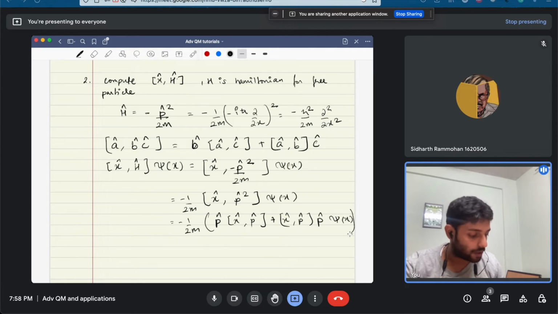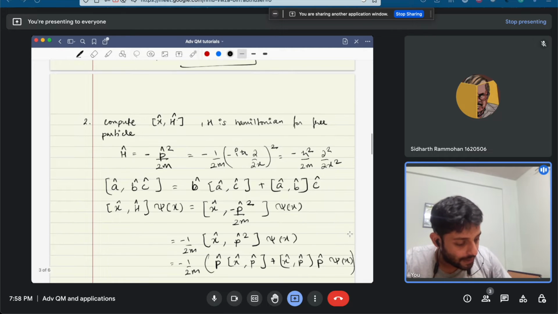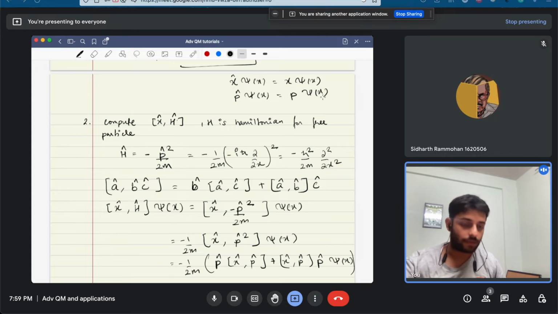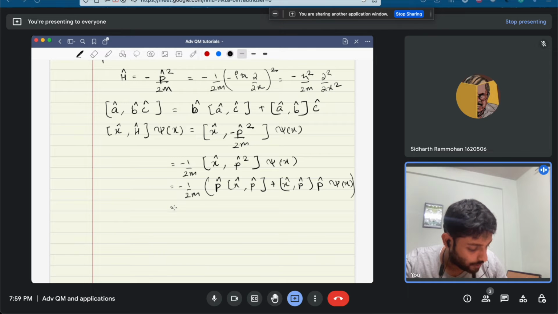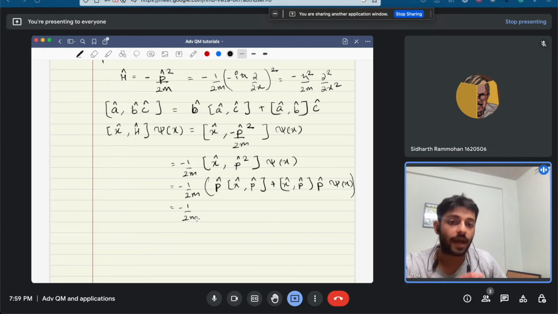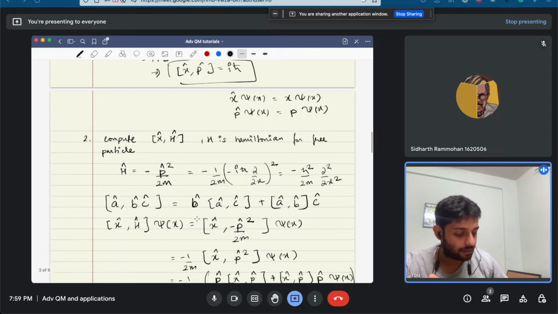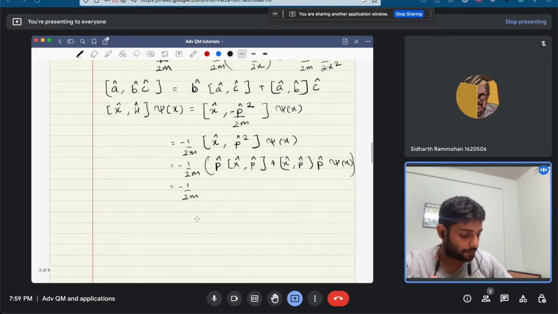So okay, now there are two things. First, when x is operated on psi of x, we have x psi x, and when p is operated on psi of x, we have p psi x, that is the momentum of the wave function. So here p is operating first on psi of x, so we get p psi of x. Here the commutator x comma p is operating on psi of x, which gives us i h bar psi of x, which we have seen in the previous result, previous question, right?